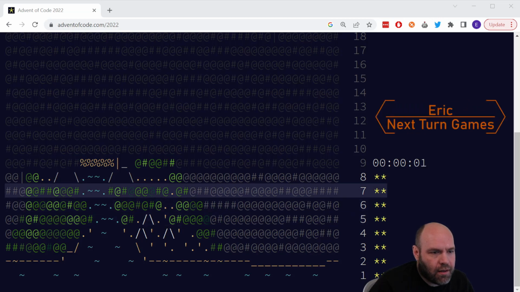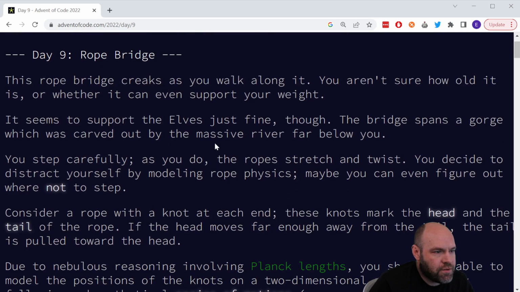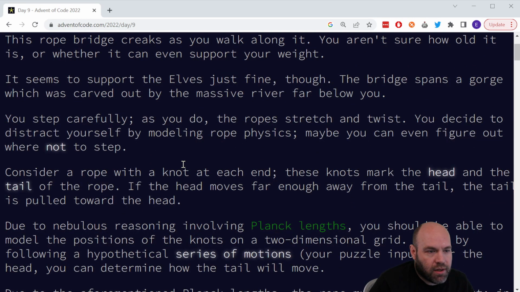Day 9, and here we go. This rope bridge creaks as you walk along it. You aren't sure how old it is or whether it can even support your weight. It seems to support the elves just fine though.